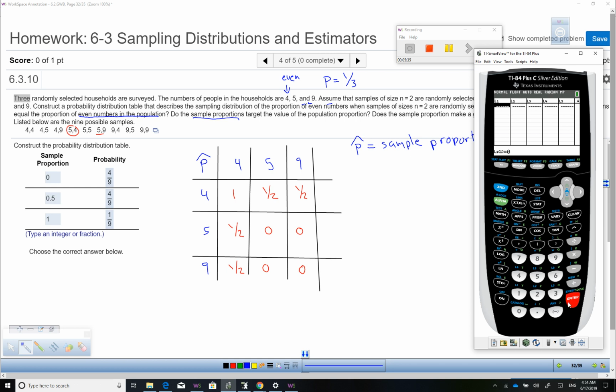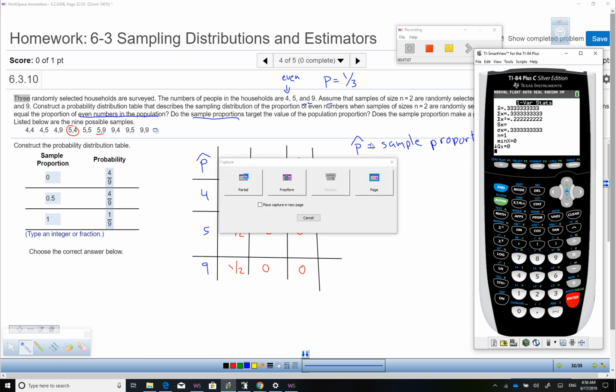0, 0.5, 1. I'm sorry, it's 0, 0.5, 1, and then the corresponding probabilities 4/9, 4/9 again, and 1/9. And then as we did in the previous exercises, we go to Stat, Calc, number 1, and make sure you have L1 and L2. In the blank here you press second 2 to type L2, and then press calculate, and this is the mean of sample proportions.